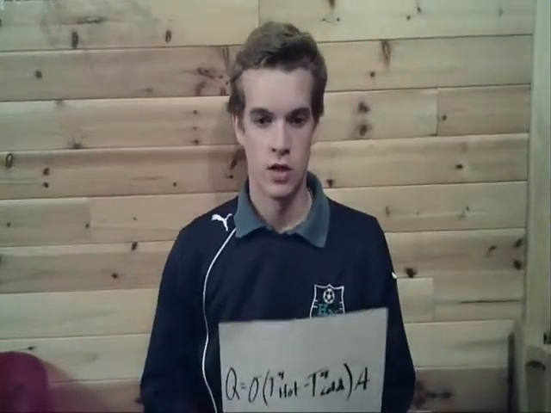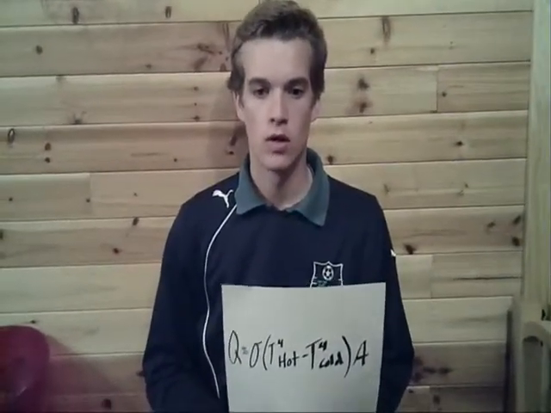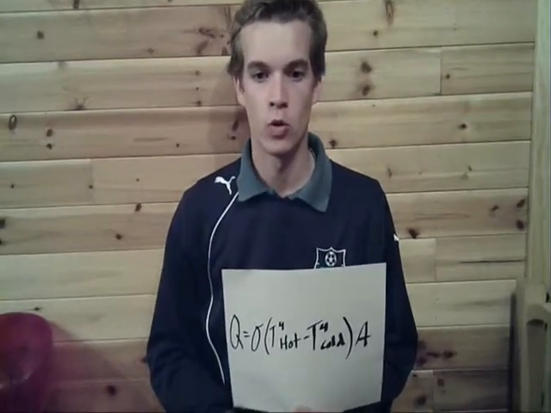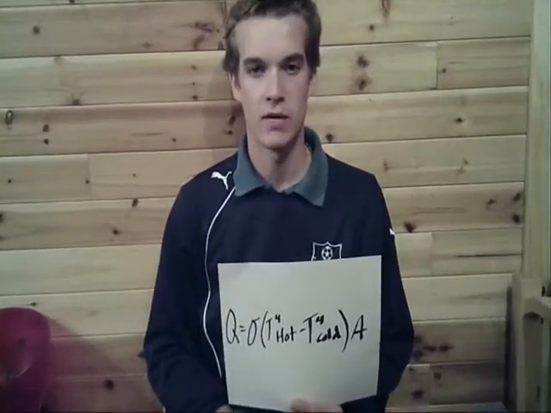Heat transfer by radiation is when heat is transferred without direct contact between objects. The equation for radiation transfer is Q equals sigma times (T hot to the fourth minus T cold to the fourth) times A. The heat transfer called radiation is when there is a heat transfer without direct contact.